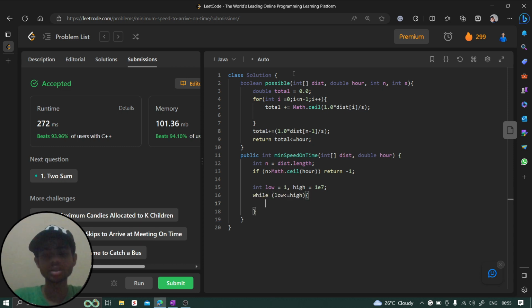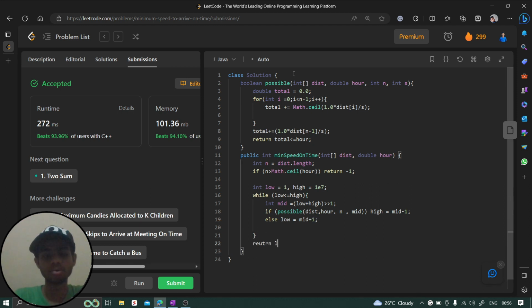So what are you going to do then? You are going to find mid. Low plus high, and here we can divide by 2. Fine. Once we found a mid, then what we are going to do? Check whether it is possible or not with this speed. So if possible, for this we can say distance, because after distance we have to pass hour, then we have to pass n, then we have to pass mid. Then you have to move to the left side: high should be equal to mid minus 1, otherwise you have to move to the right side. So we can say low should be equal to mid plus 1. At the end you have to simply return low, right?